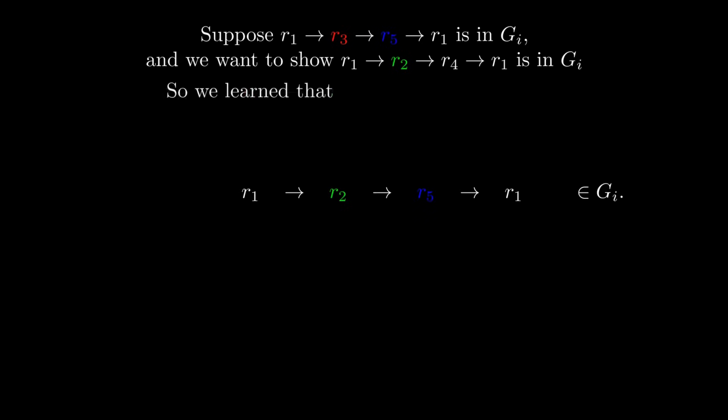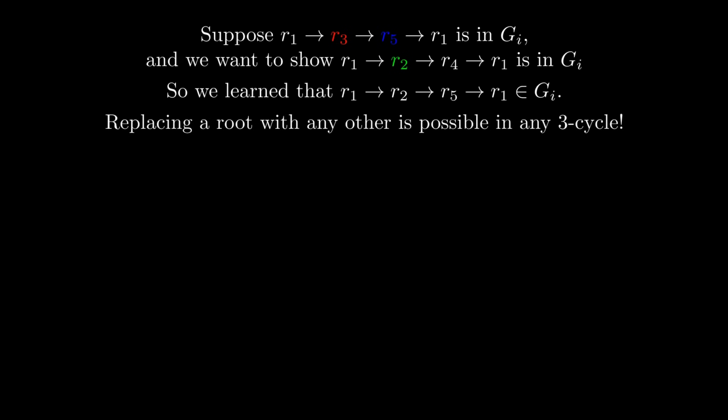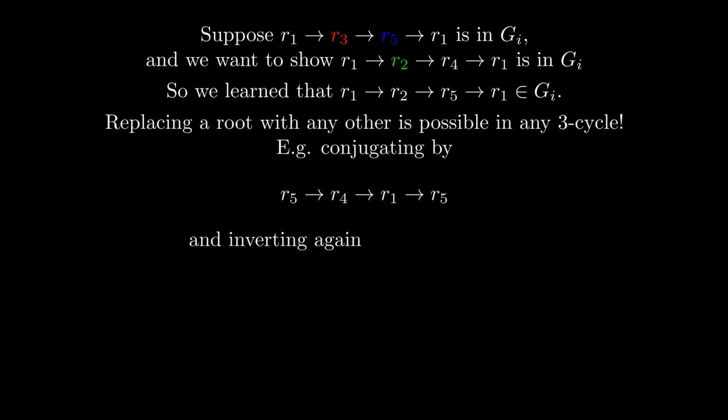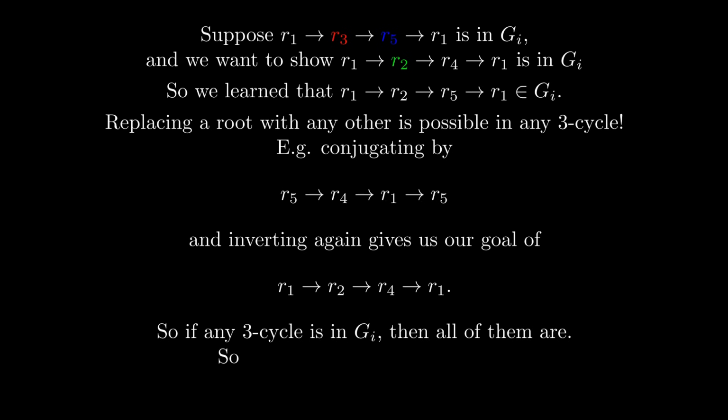The diagram looks like this, and then taking the inverse reverses the arrows while still keeping the permutation in Gi. And so notice what we did. We were able to replace the red root with the green root, still keeping within Gi. That shows us the following. We can replace roots in the 3 cycle one by one to get from any 3 cycle we know to any 3 cycle we want. Doing the same thing with the R5 to R4 to R1 to R5 3 cycle, we can get to our goal of R1 to R2 to R4. So if Gi has one 3 cycle, it has to contain them all in order to be a normal subgroup of Gi-1. But it doesn't, so Gi can't contain any 3 cycles.